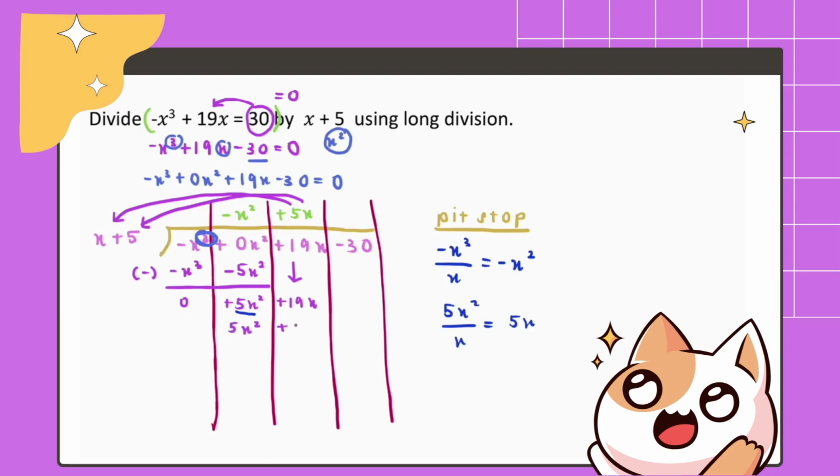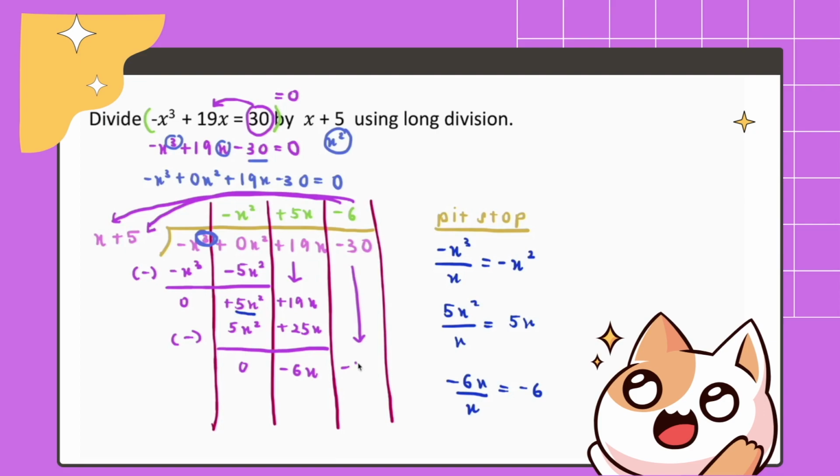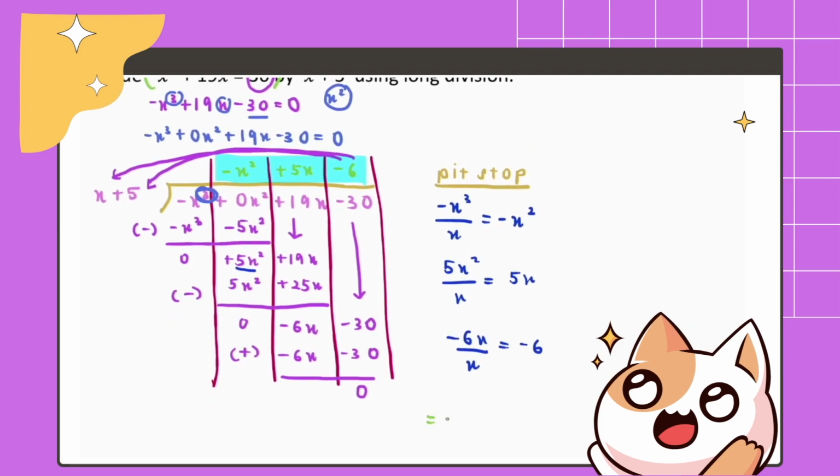5x the power of 2 minus 5x the power of 2 is equal to 0. And 19x minus 25x is equal to negative 6x. Repeat the pit stop until it gets to 0. Finally, the answer that we get is negative x the power of 2 plus 5x minus 6.